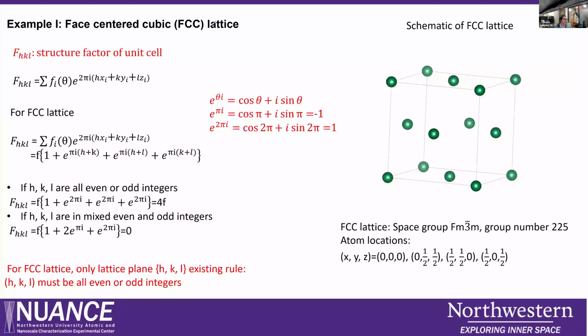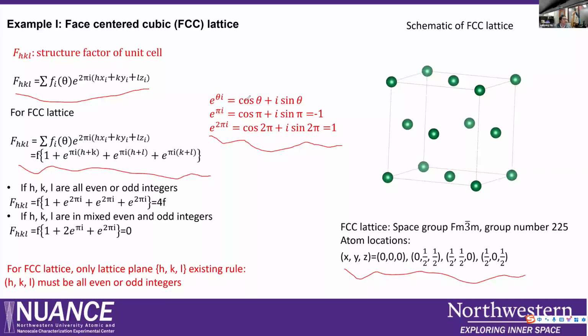Let me give you more examples. Example 1: the FCC lattice. We have this structure factor, and for the FCC lattice the atom locations are 0,0,0; 0,0.5,0.5 and so on. There are only 4 atoms, and when we put them together we get this one. For this I do some calculation: e^(iθ) equals cosθ plus i sinθ, e^(πi) equals -1, and e^(2πi) equals 1. So if we put in these locations, we get this one.